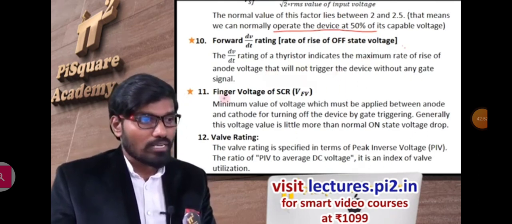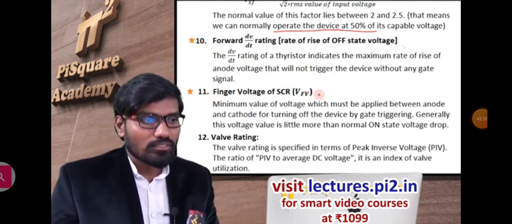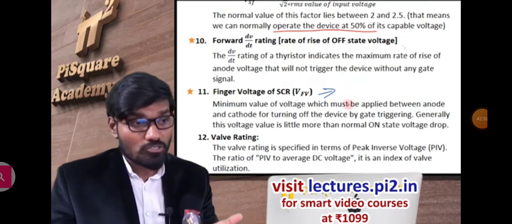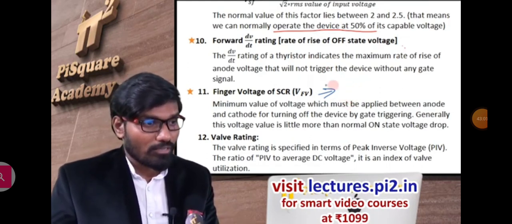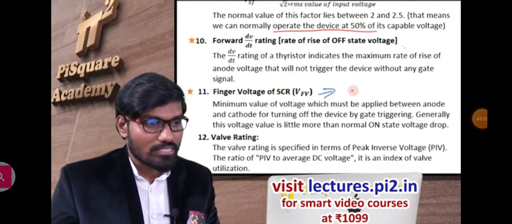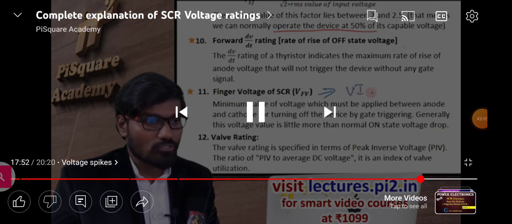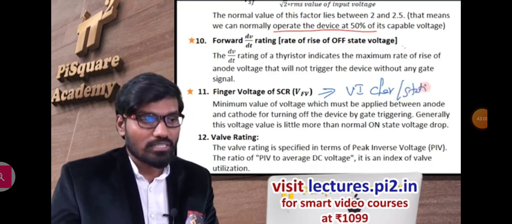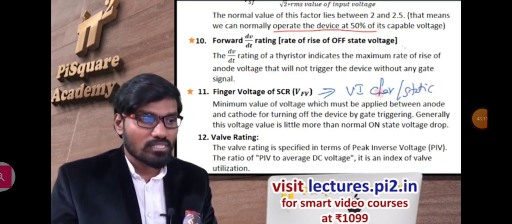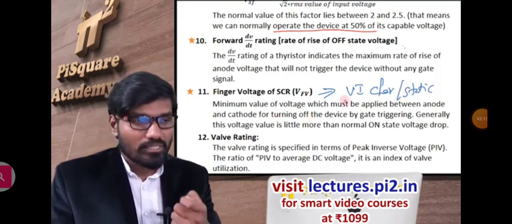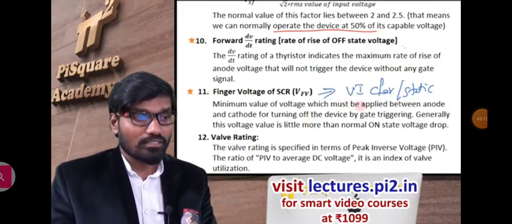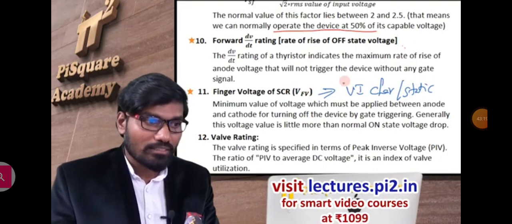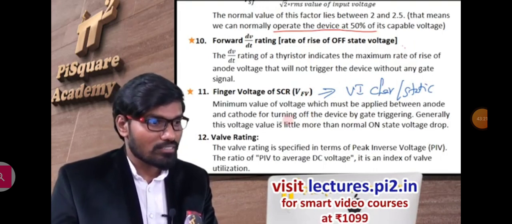You can read this also. Next, finger voltage. You must have understood the finger voltage of SCR during the VI characteristics, the static characteristics of SCR. During that time, we see how gate voltage and current affect the forward breakdown voltage. We'll understand this then.